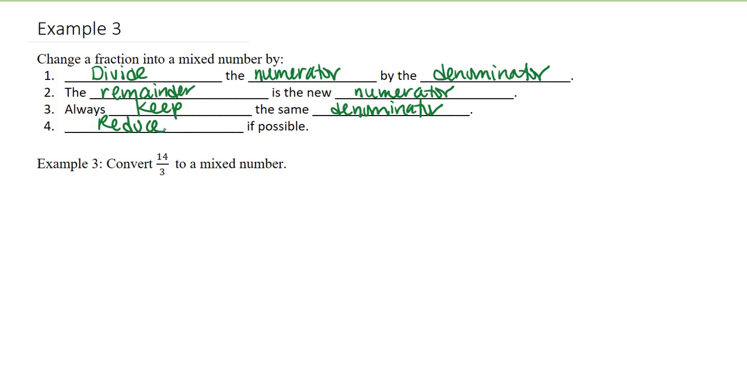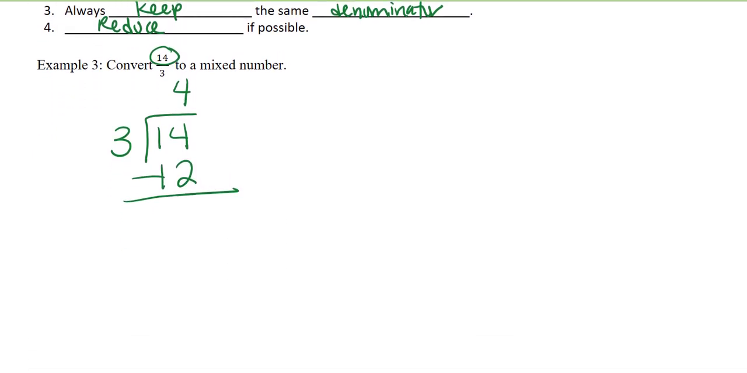So let's go ahead and look at this. We're going to convert 14/3 to a mixed number. So we're going to divide the numerator by the denominator. So that looks like this, right? So 3 can go into 14 how many times? Well, it can't go into 1, but it can go into 14 4 times. We go ahead and subtract, because 3 times 4 is 12. 14 minus 12 is 2.